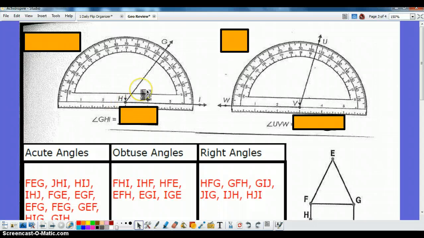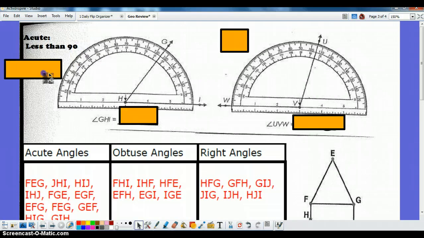Now I have actual protractors on the page for you. And what I want the students to be able to tell me is what it actually measures. So the first thing they need to do is tell me, is it an acute or an obtuse angle? This is acute because it's clearly less than 90 degrees.